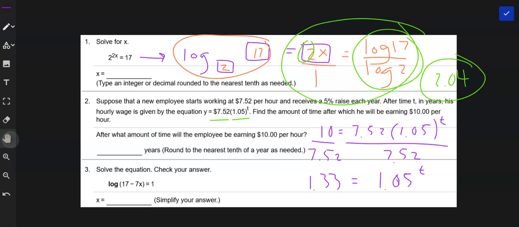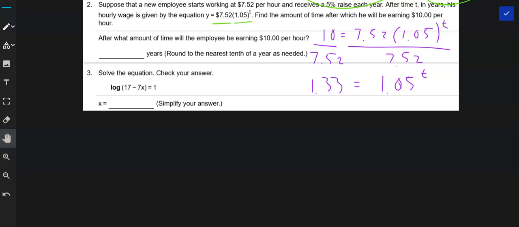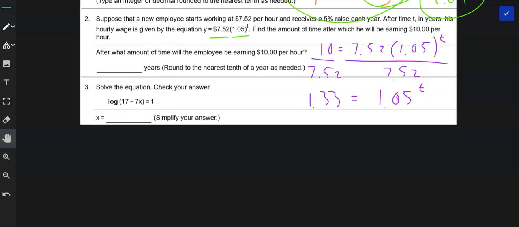So when it's in exponential form like this, we change it to its log form, right?